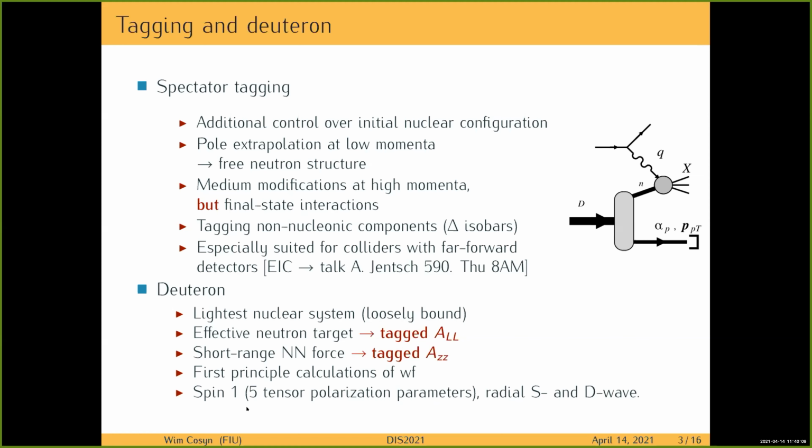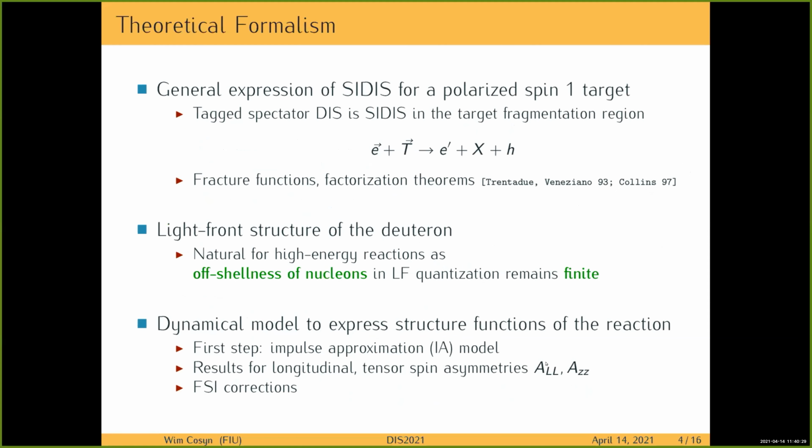As far as spin is concerned, the deuteron is spin 1, so if you talk about the density matrix, it has 5 additional tensor polarization parameters. And if you look at the deuteron wave function, it has an S and a D wave, so that is 2 units of orbital angular momentum. That gets you additional interesting spin phenomena compared to the nucleon.